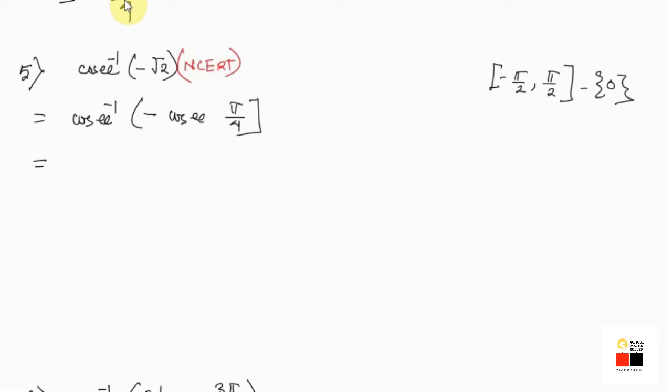Equals to cosec inverse cosec minus pi by 4 equals to minus pi by 4. Minus pi by 4 will be the answer.